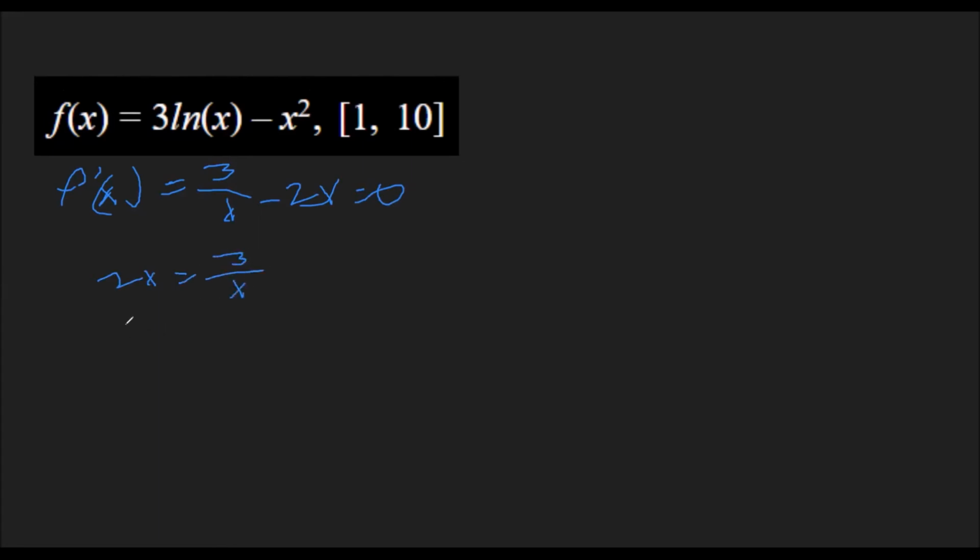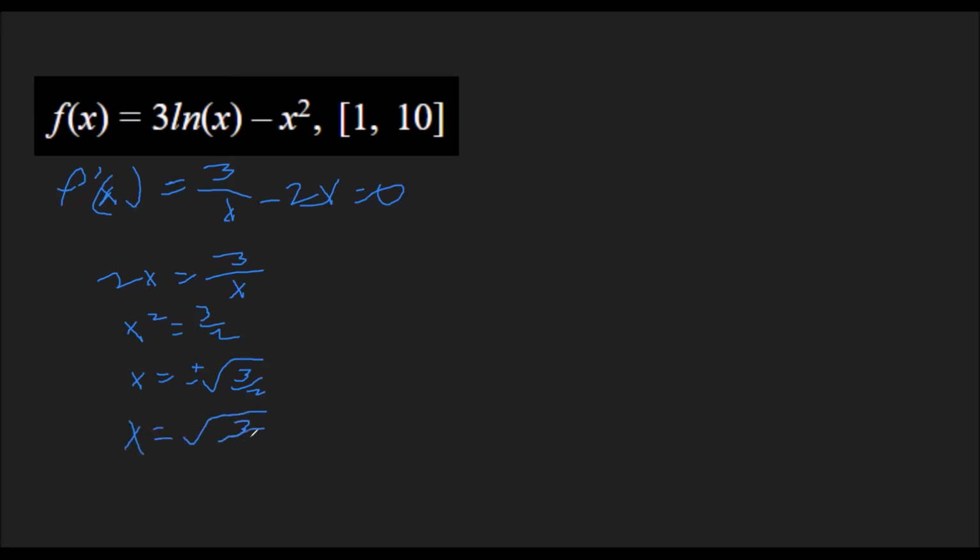Now we can simplify this further and find x squared. X squared is equal to 3 over 2, meaning x is equal to positive or negative root 3 over 2. So we found our critical points, possibly. However, you may notice that x can't equal negative root 3 over 2 because negative root 3 over 2 is not in the interval. This is only from 1 to 10. So we end up with x equals root 3 over 2.